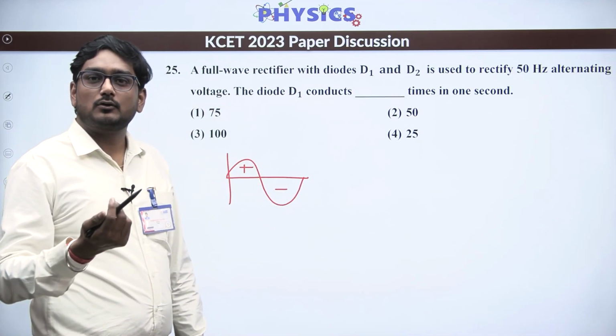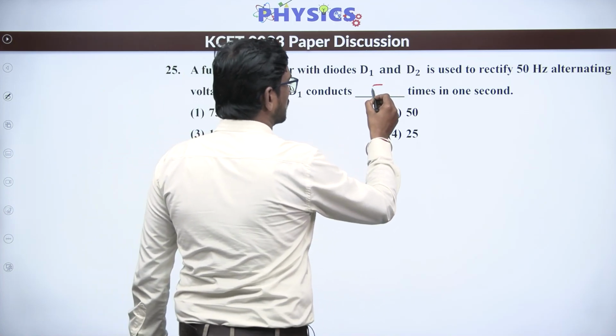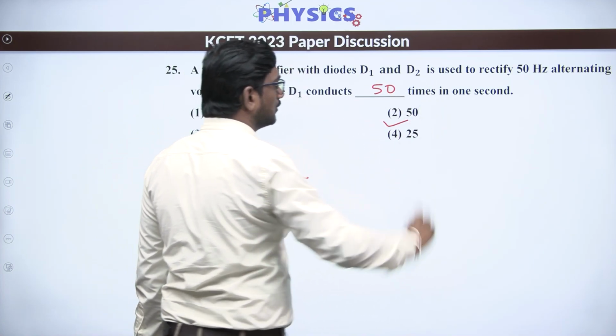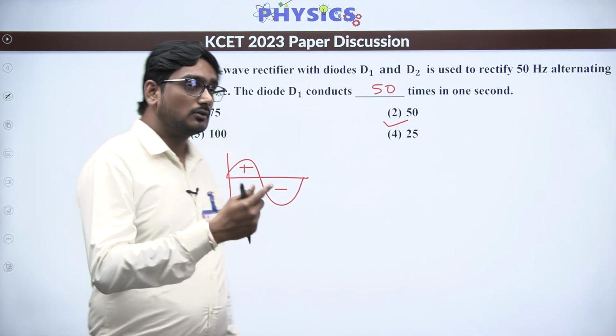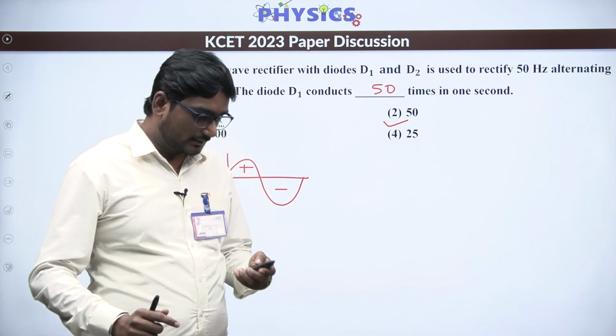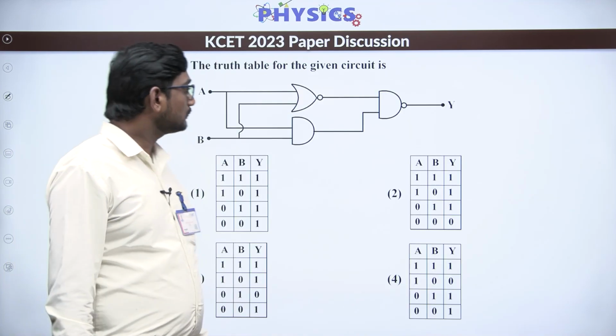Both diodes will be working for equal time, so it will be 50 times in 1 second. If the frequency is 50 Hz, both the diodes will work 50 times in 1 second. I hope this is clear. Very simple question it is.